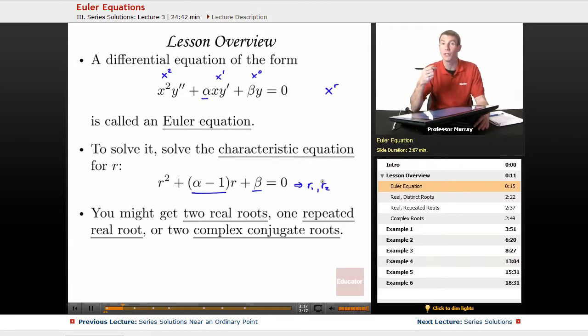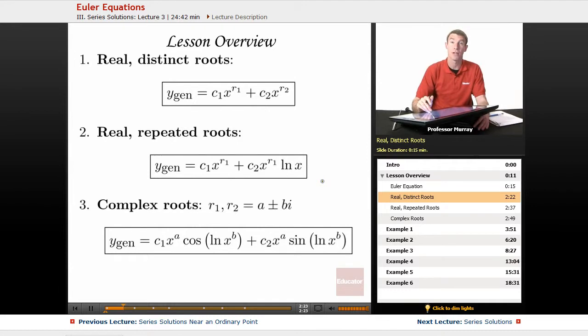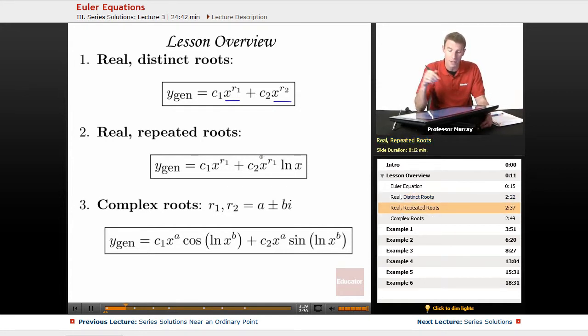So let me tell you what to do in each one of those situations, how you write down the solution to the differential equation. If you have real distinct roots, meaning two different real roots, the general solution to the equation is just x to the r1 times a constant and x to the r2 times another constant. So it's really very easy there. If you have repeated roots, so the same copy of the root appears, you have x to the r1 and x to the r1 times natural log of x, again multiplying each one by a constant.